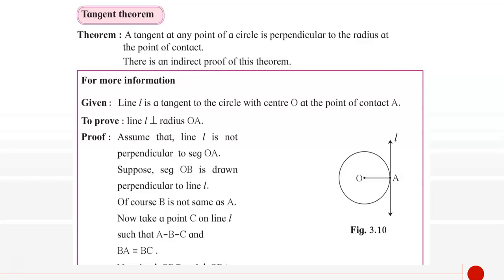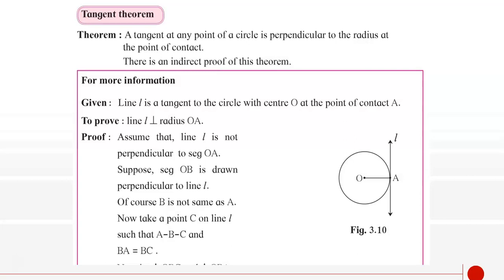Now we are going to study the tangent theorem. So what is the tangent theorem? A tangent at any point of a circle is perpendicular to the radius at the point of contact. I'll repeat, a tangent at any point of a circle is perpendicular to the radius at the point of contact. Now, my dear students, this is an indirect proof. I'm sure you know how indirect proofs are written.